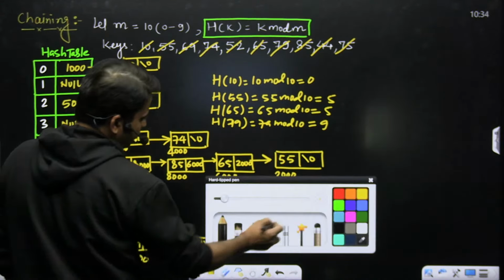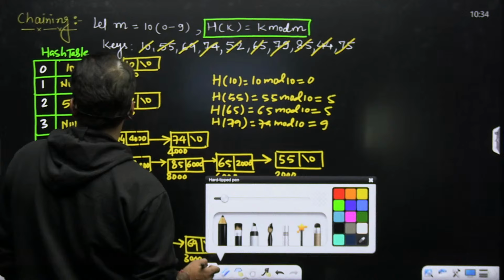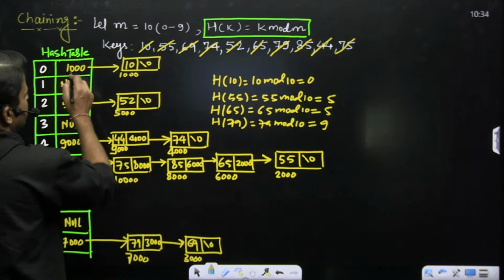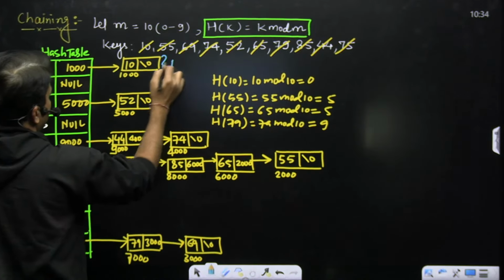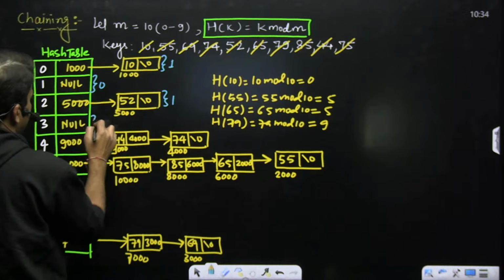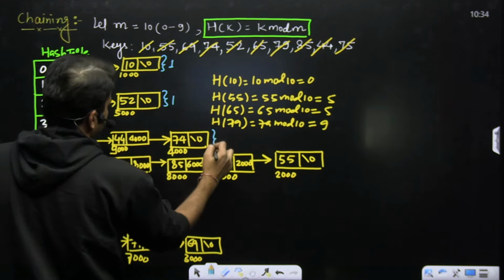So this type of question asks maximum and minimum chain length. What is the maximum and minimum chain length? So here the chain length is what, sir? 1. And minimum chain length is 0. So chain length is 1. Sir, minimum chain length is 0. So here minimum chain length is 2.